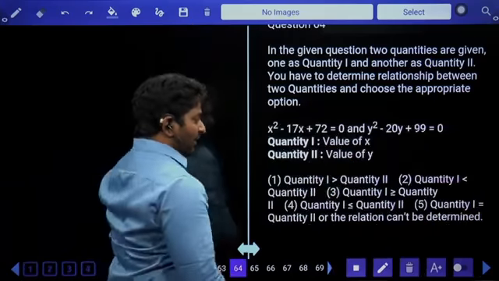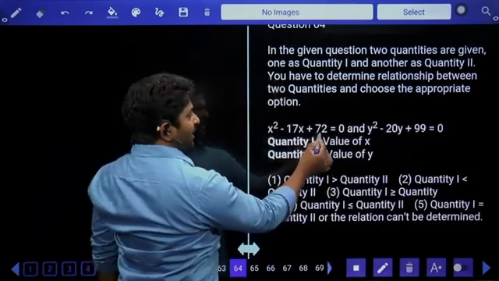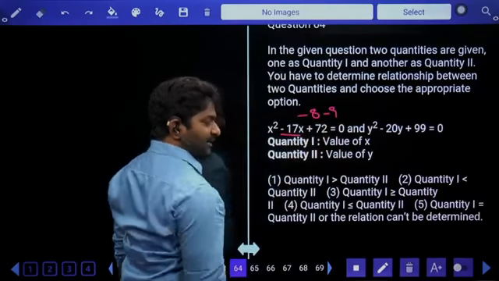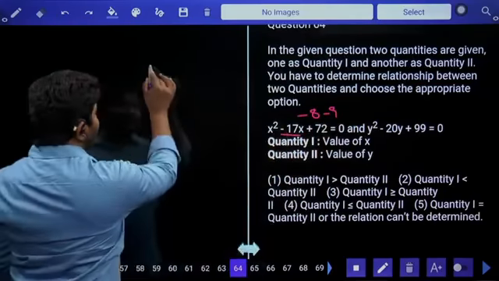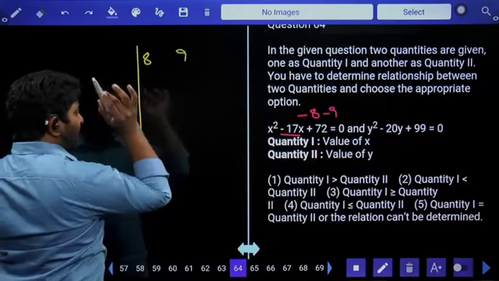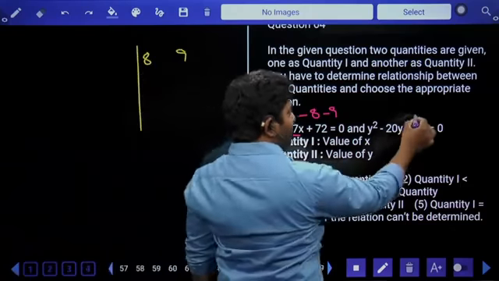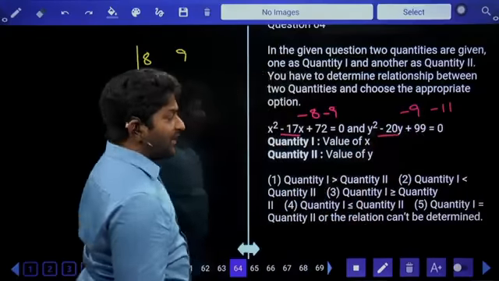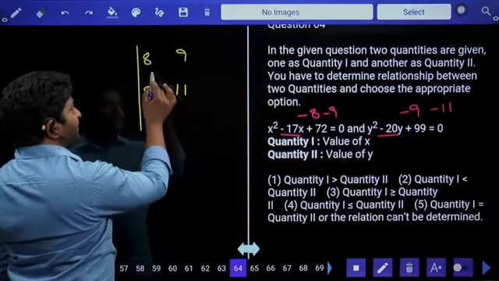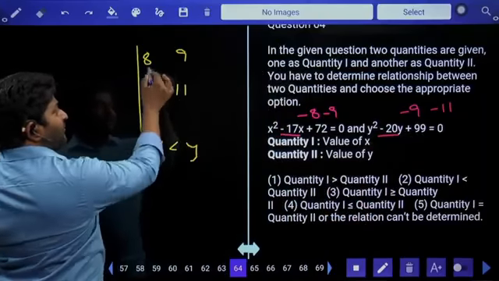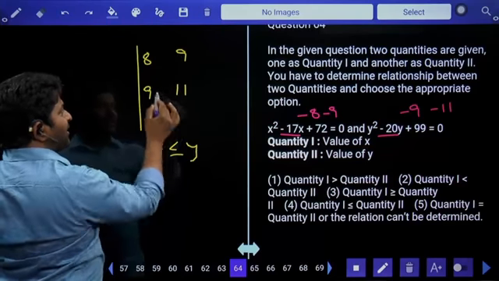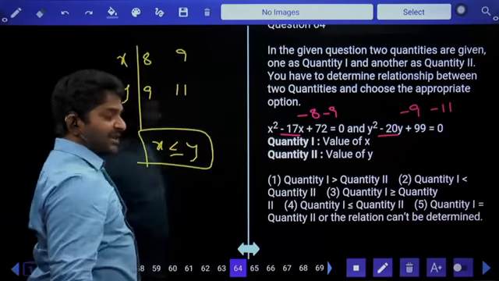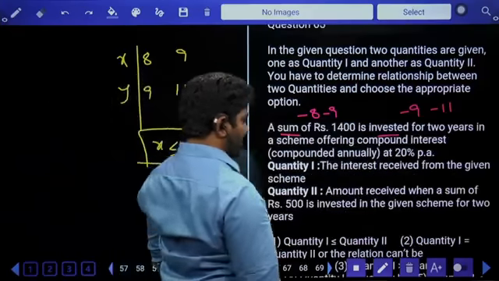And now quadratic equation we have. So here 72 can be written as 8 into 9, minus 17 we have, minus 8 minus 9. This is our combination. Then factors become 8 comma 9, and then for y, 99 we have, that can be written as 9 into 11, minus 9, minus 11, minus 20 we have. Then factors are plus 9 and then plus 11. X less than y we have 8 comma 9, 9 comma 9 equal condition. 8 11 x less than y, 9 11 x less than y. So x is less than or equal to y condition is our final answer.